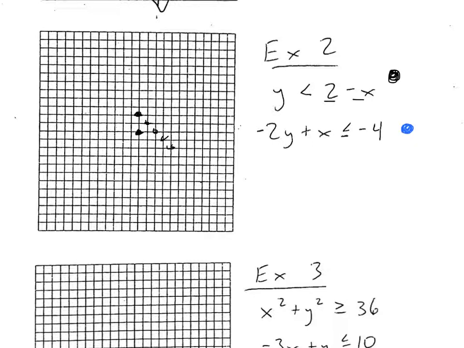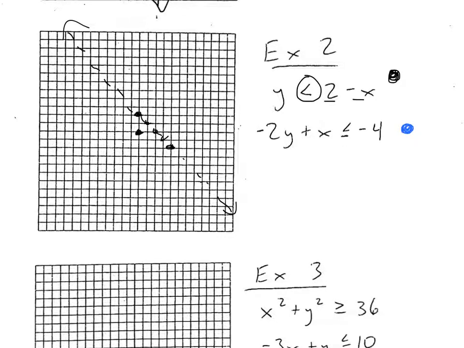Now, another main difference aside from the shading, if the inequality sign is not equal to, if it's just less than or just greater than, like this here, we actually use a dotted line instead of a solid line. And try to think about what the dotted line means. Try to think about what that means.